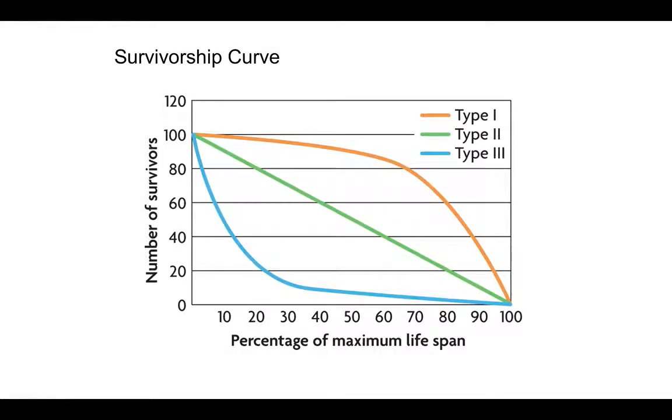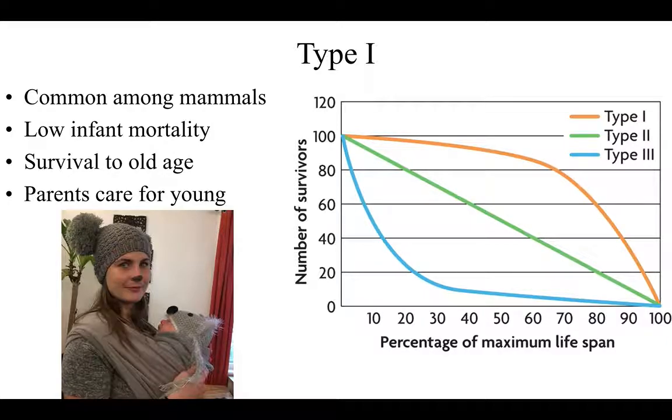And here it is. You can see 3 lines here: the orange, the green, and the blue. They indicate 3 types of survivorship: type 1, type 2, and type 3, and we're going to take a look at each of these. The first type is type 1, which can be seen in orange. In type 1 survivorship, early in the lifespan, individuals tend to survive, and after old age, the population declines rapidly. This is common among mammals.